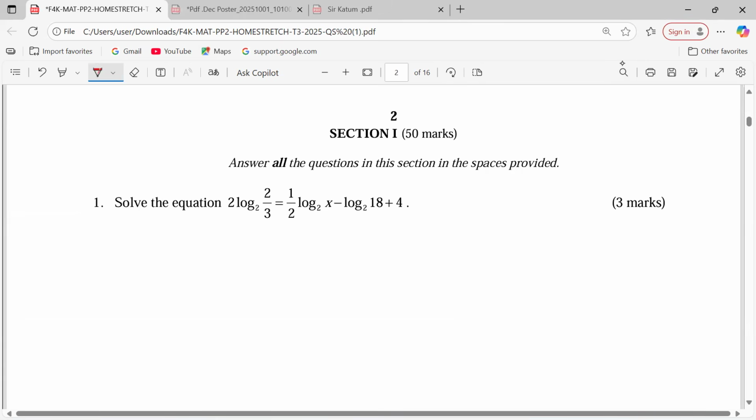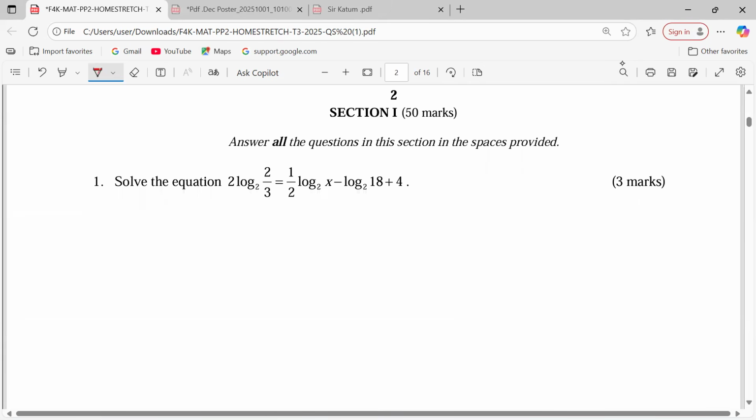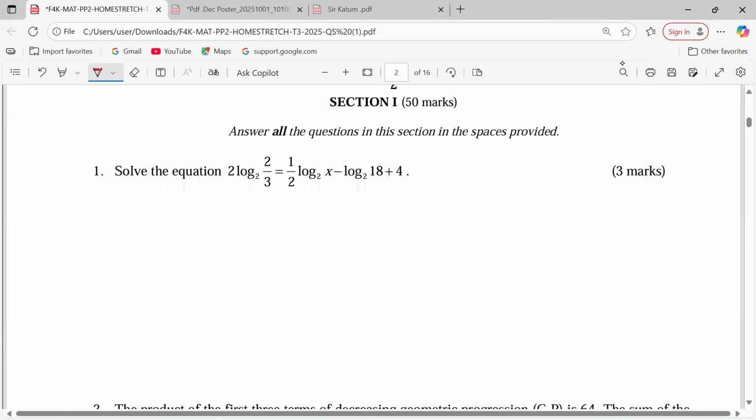Number 1, solve the equation 2 log of 2/3 to base 2 equals a half log of x to base 2 minus the log of 18 to base 2 plus 4. So we shall be engaging a few laws of logarithms here and there to make sure that we come up with the right answers. So look at this.